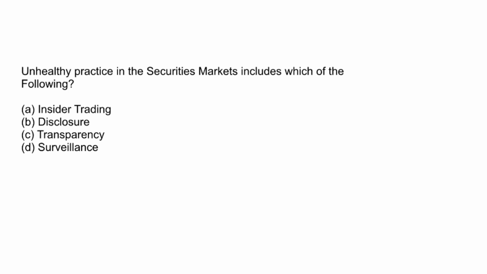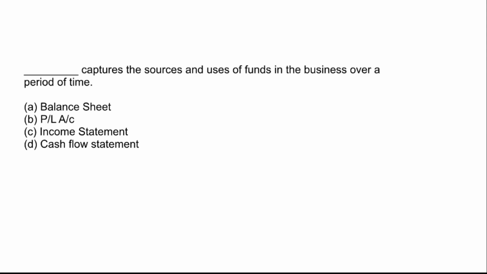Let's go on to the next question. Unhealthy practices in security market includes which of the following? A. Insider trading, B. Disclosure, C. Transparency, D. Surveillance. And the correct answer is, friends, A. Insider trading. Insider trading is a practice where all the information which is supposed to be with the top management of a company is leaked outside the organization so that the people can make use of that information to gain profit.